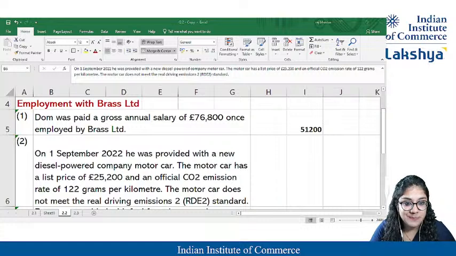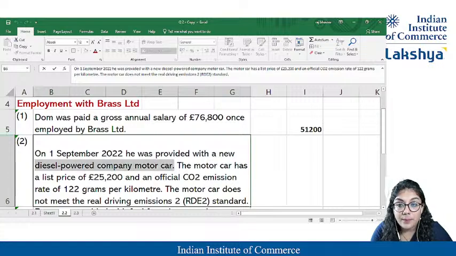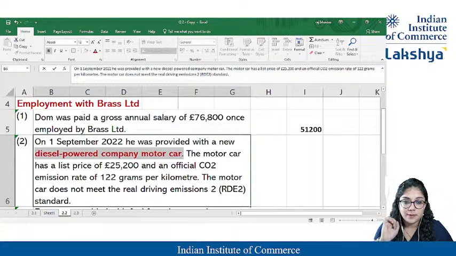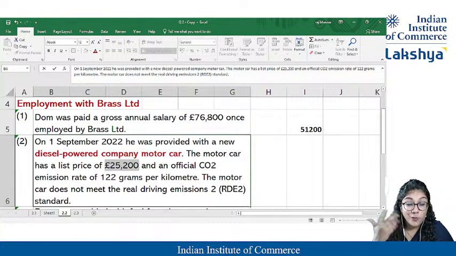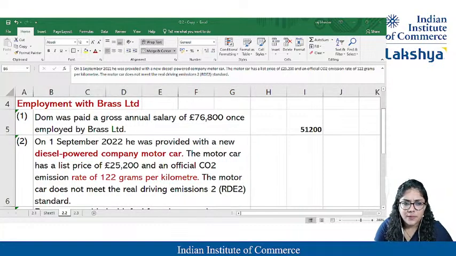So in the next month, what do I get? He was provided with a new diesel powered car. Guys, is it petrol powered? No, it's a diesel powered car. The motor car had a price of 25,200 and an official CO2 emission of 122 grams per kilometer. Okay, guys, it's 122 grams per kilometer.